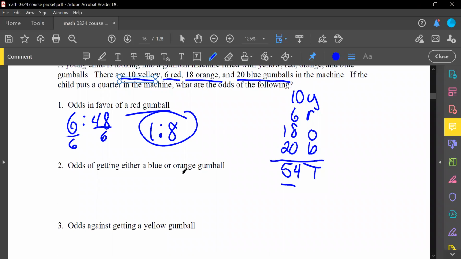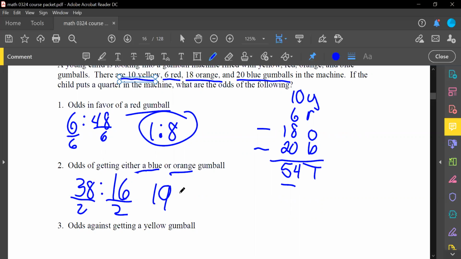Okay, odds of getting either a blue or orange. I'm going to count the blues and the oranges. So 20 and 18 would be 38. There's 38 ways of getting what I want, and there are 16 ways of getting what I don't want, yellow or red. That should add up to 54. Yes. All right, so that's reducible. On my calculator, if you don't want to reduce it by hand, type 38 divided by 16 and then do math frac, and I get 19 over 8. These were both divisible by 2, so it's 19 to 8.